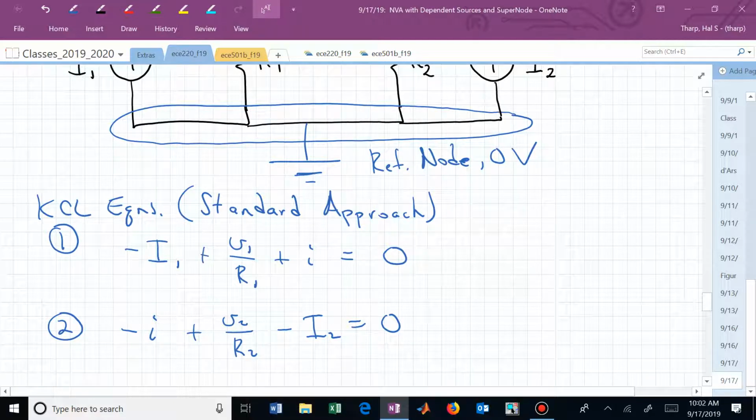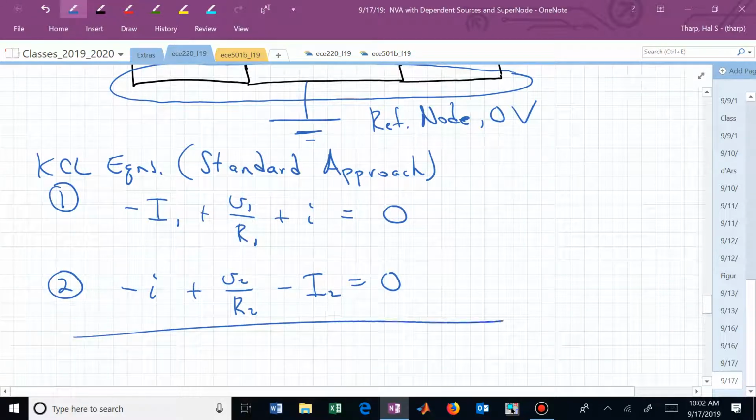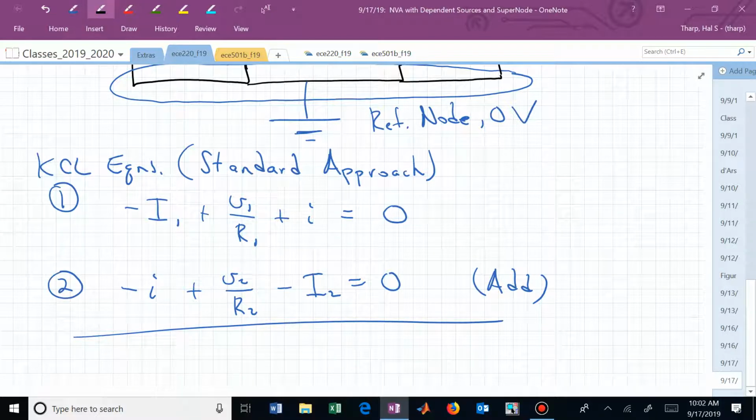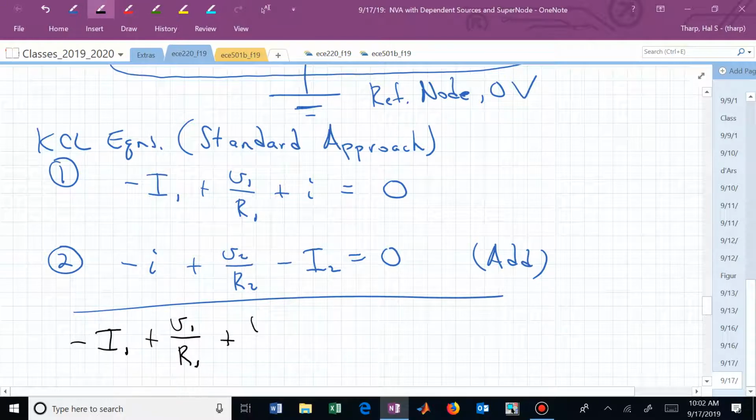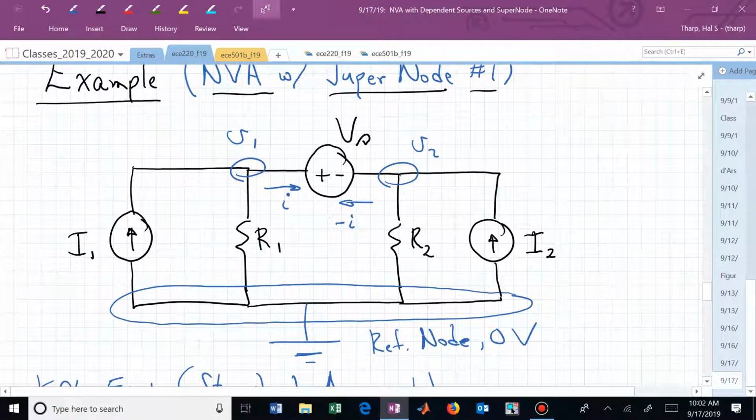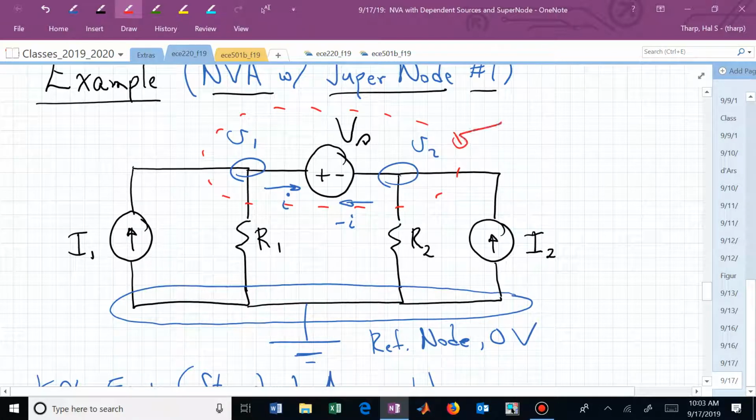Now we have two equations in three unknowns. That I is giving us issues. But look what happens if we simply add or combine these two equations. Do you see that the I and the minus I cancel each other out? If we add these two, we have minus I1 plus V1 over R1 plus V sub 2 over R sub 2 minus I sub 2 equals 0. But that is the same as what we would have obtained if we would have applied KCL to this supernode.